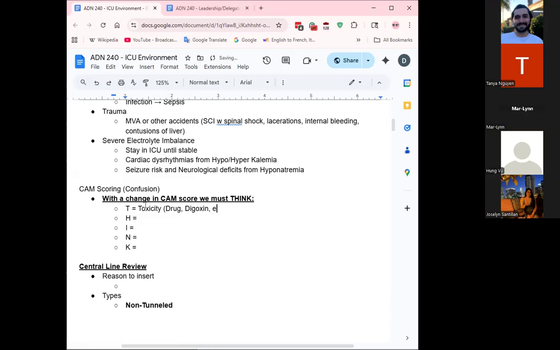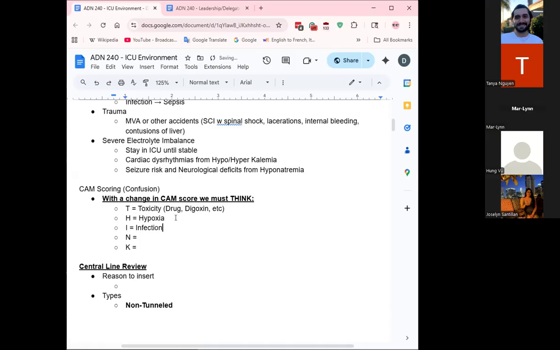Digoxin toxicity. And the H here would stand for hypoxia, so lack of oxygen. So if somebody is acutely altered, you do want to think of a possible ABCs issue. So you want to take their vital signs in general, just get a vital sign, see what's going on. Are they showing signs of a stroke or something, or are they showing lack of oxygen or anything else? I is going to be for infection.